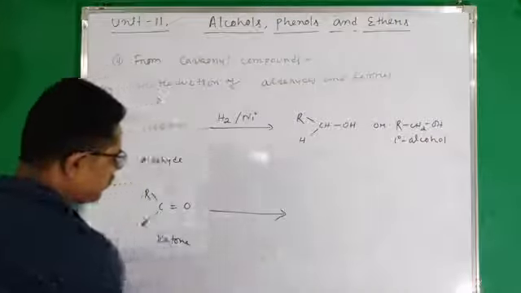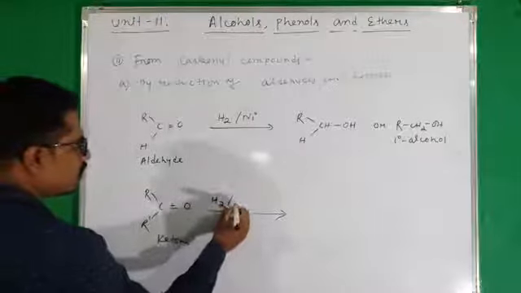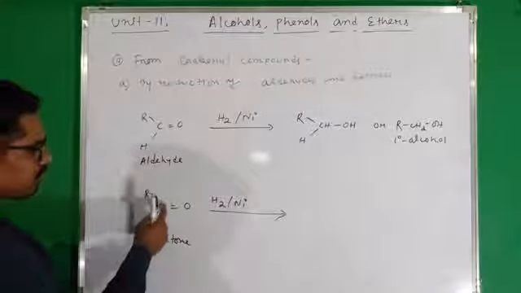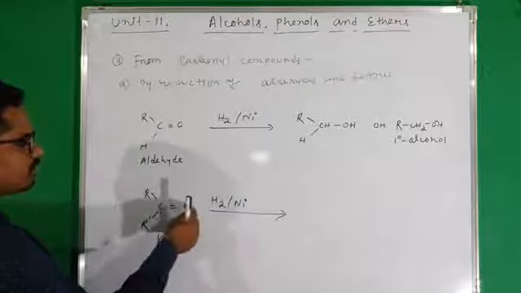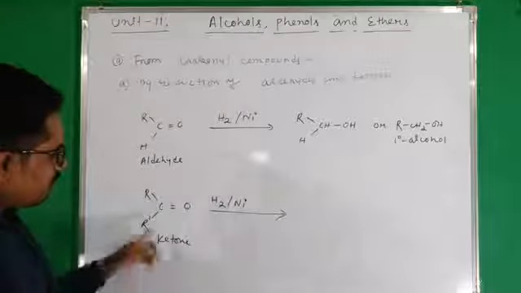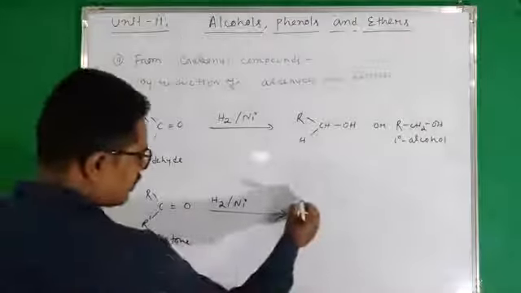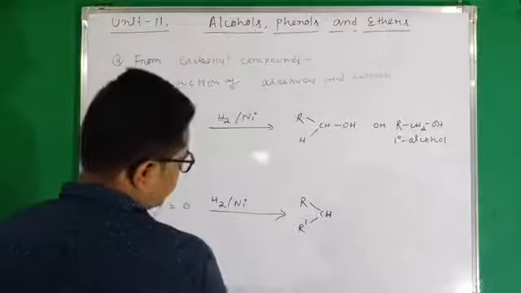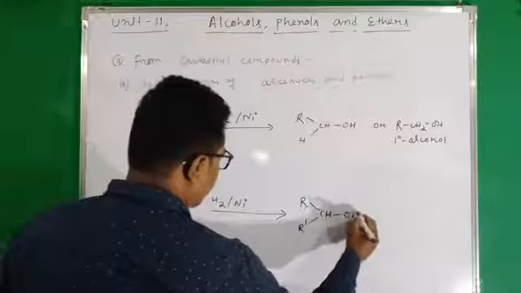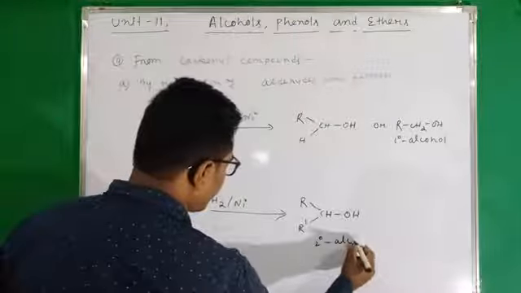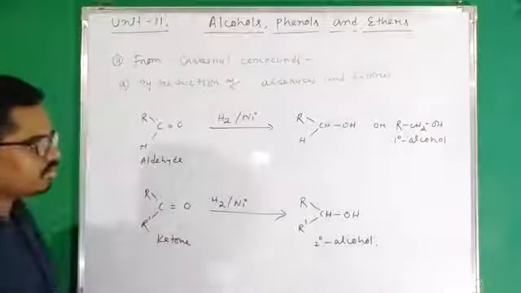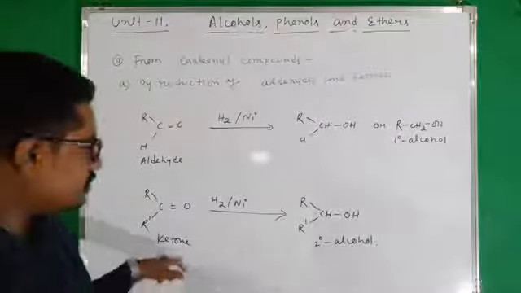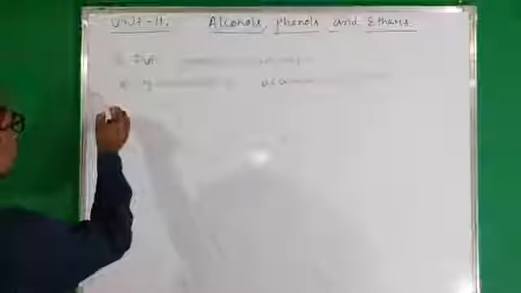Again, when we reduce a ketone in presence of hydrogen and nickel, then one hydrogen will add to this carbon and another hydrogen will add to this oxygen, resulting in a single bond between carbon and oxygen, and we will get R C R dash CH single bond OH, and this one is secondary alcohol. So always remember that when aldehydes are reduced, they will give primary alcohols, and when ketones are reduced, then they will give secondary alcohols.